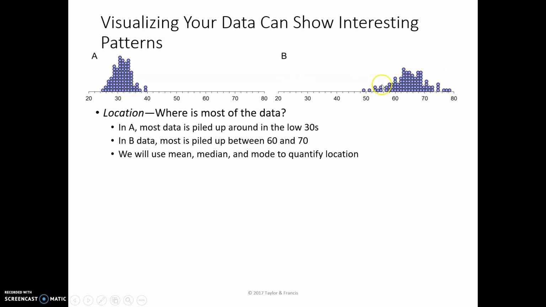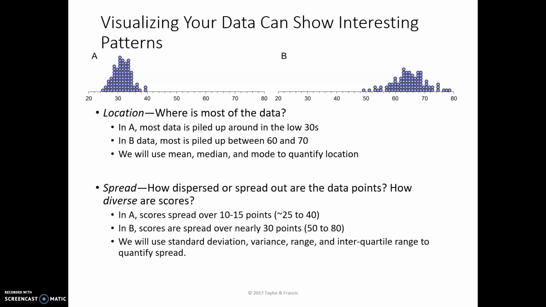On the other hand, if we look at our B data, most of this is between 60 and 70. At least for me, this tells me that one of these methods is probably more effective than the other for transcription. One of the ways that we quantify where the majority of the data is, is by using a mean, a median, and a mode.